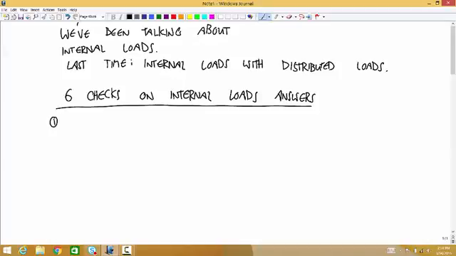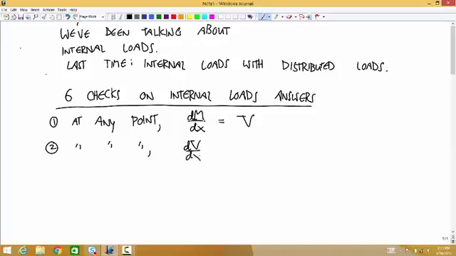The first one is that at any point on the beam, the x derivative of the bending moment has to be equal to the shear force. The second check is at any point the x derivative of the shear force has to be equal to negative q, where q of x is a downward distributed load function.